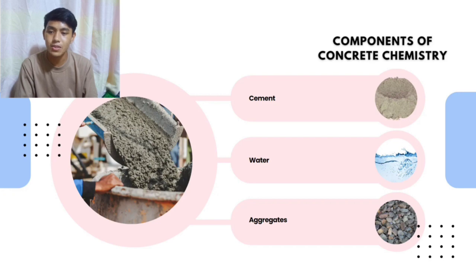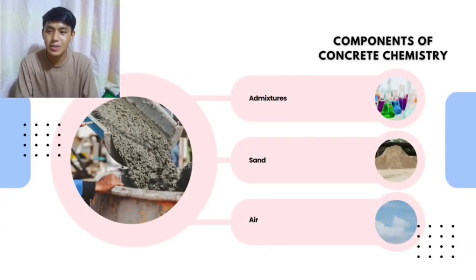The next one is aggregates, the materials that give concrete its bulk and strength, typically made of sand and gravel or crushed stones. These materials do not chemically react with the other components of concrete but contribute to its physical properties. Next is admixture.